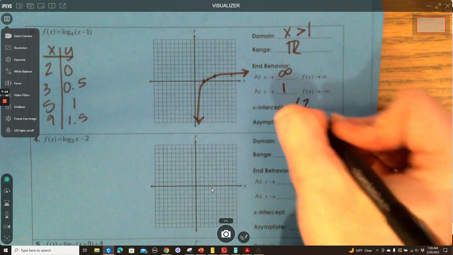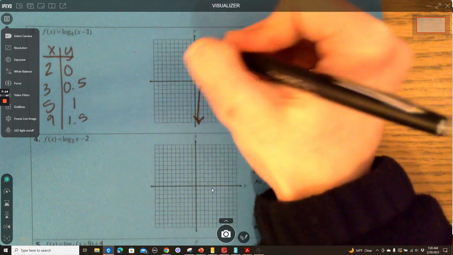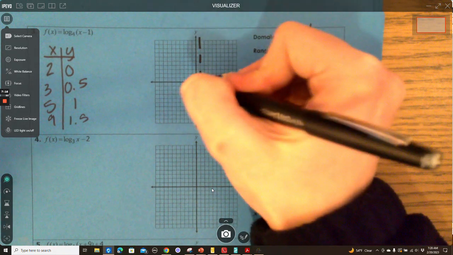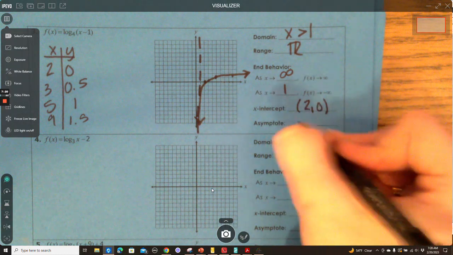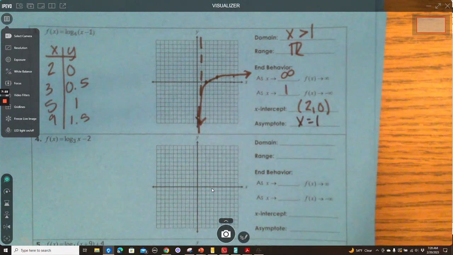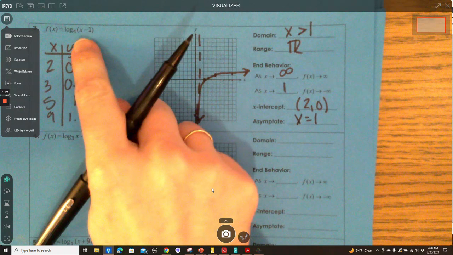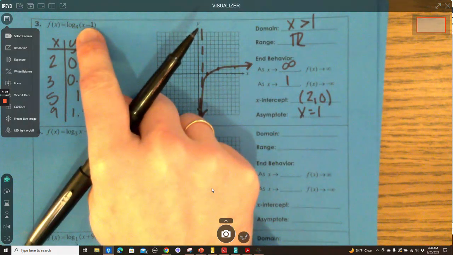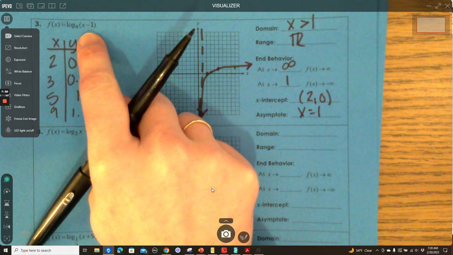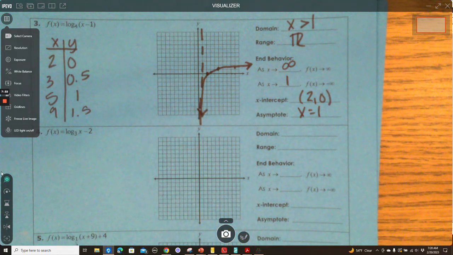As x approaches 1, f of x approaches negative infinity. The x-intercept is (2, 0). And the asymptote, so this is the asymptote, I went a little over it, is x equals 1. So in the logarithm, if we've got something adding or subtracting to the x here, it's going to change the asymptote.